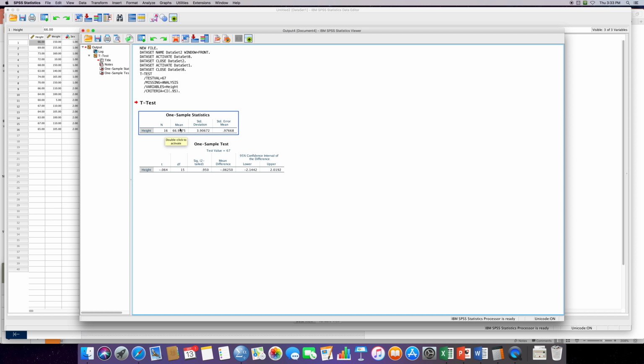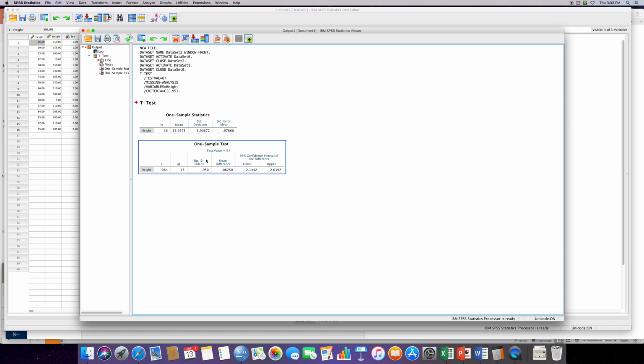In this first output window, it lists the sample variable and some basic descriptive statistics. Again, the number of people in our study, what the average height was, the standard deviation. If you want to round up, you just say the average height was 67, but it's a little bit less than that, 66.9375 with a standard deviation of 3.9, or almost 4. The second window in the output section contains the results of the t-test.